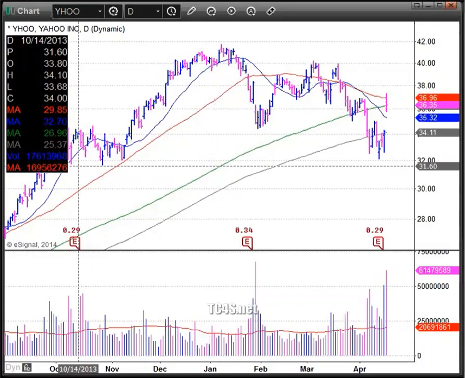Daniel's asking, when you say base failure, what does that mean? Drop below the low of the base? Yeah, basically, yes. And on big volume, you're going to see where the stock actually breaks down. Let's see if I can find one.